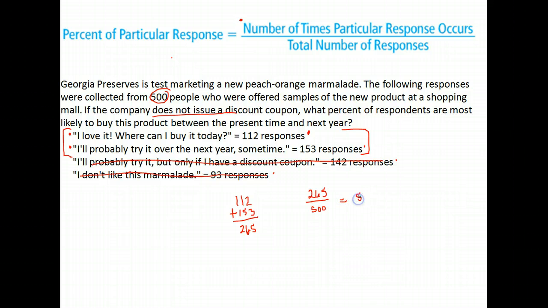Now when we're dividing that, 265 divided by 500, which is 0.53. We want to write that as a percent, so we move the decimal 2 places to the right, and we get 53% of people who tried it will probably buy it in the next year.